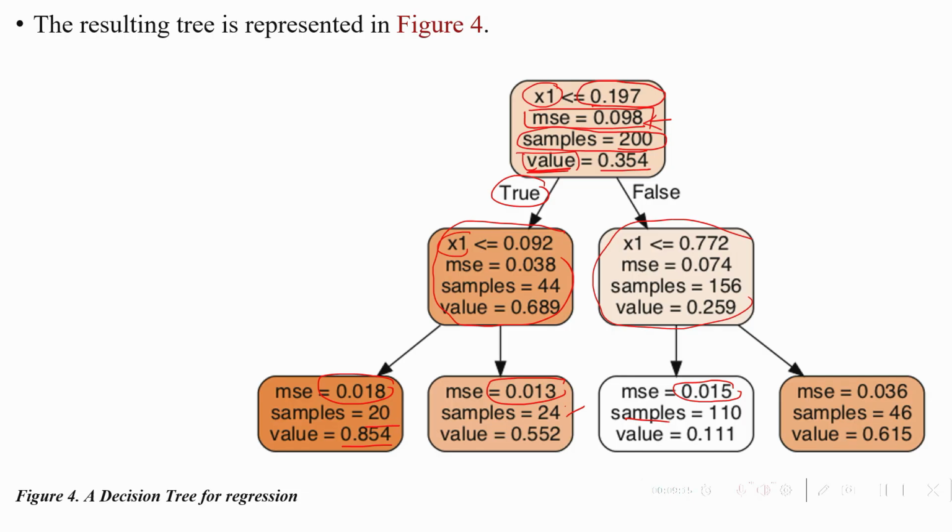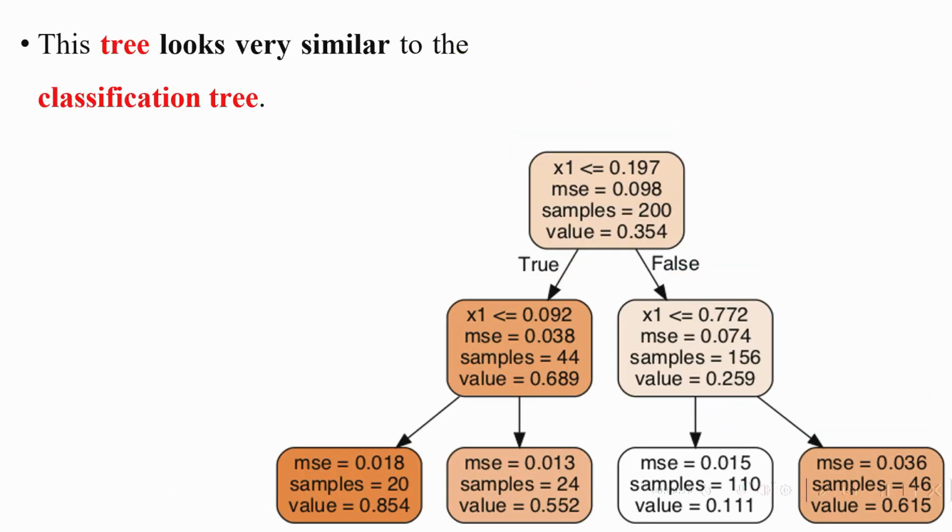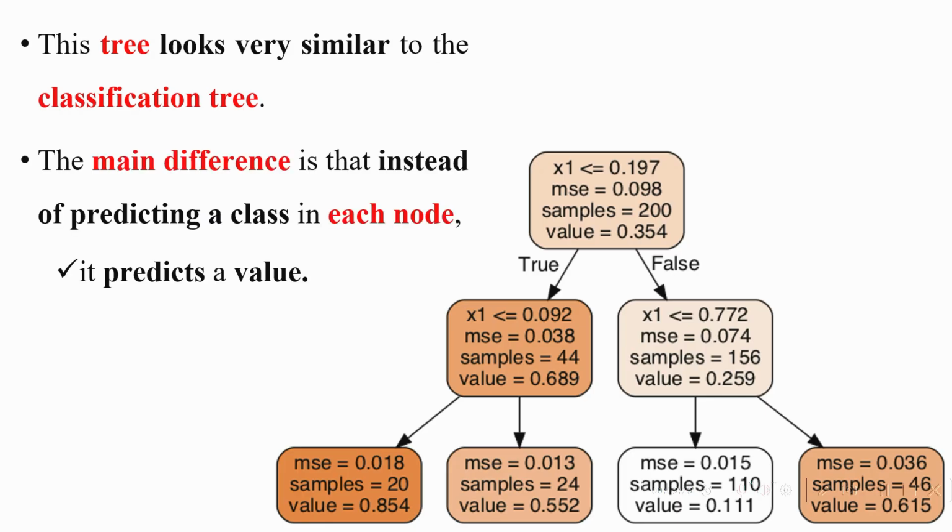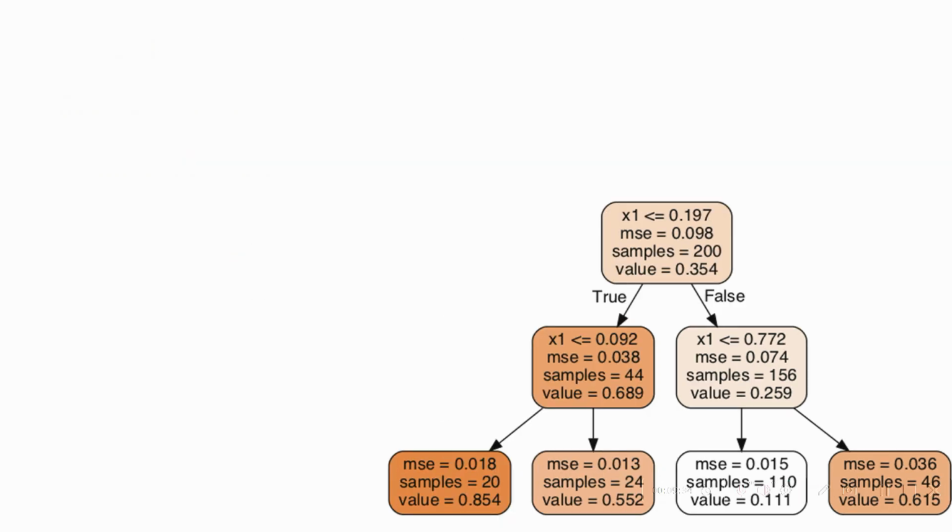Like that, we are going to predict the corresponding values. Now, this tree looks very similar to the classification tree. The main difference is that instead of predicting the class label in each node, it predicts the value. That is the very difference between classification and regression.